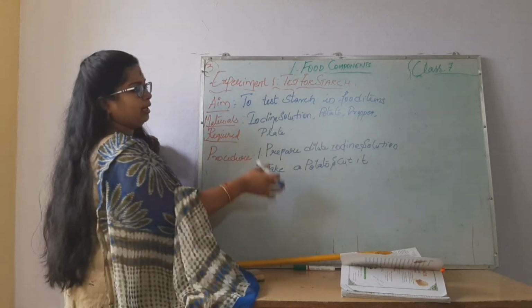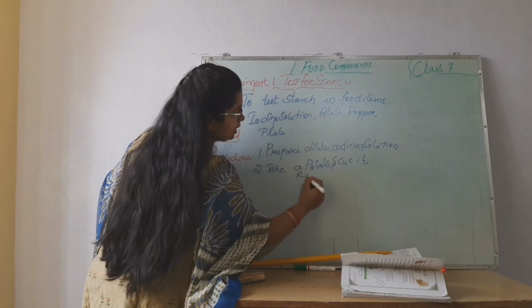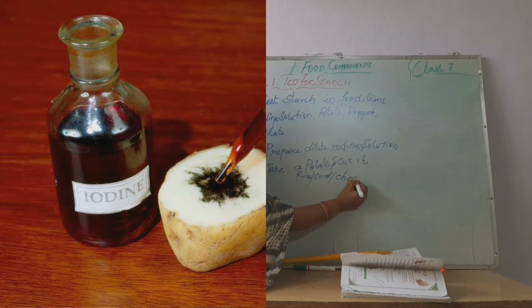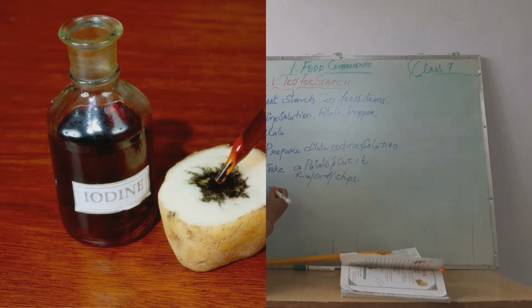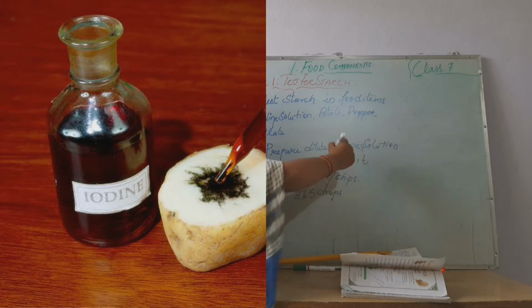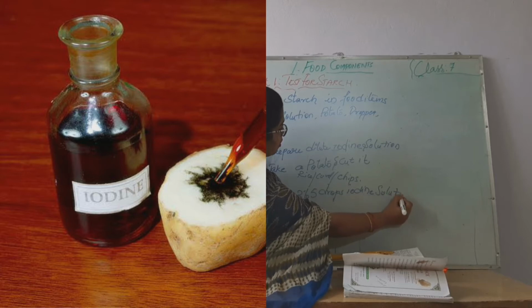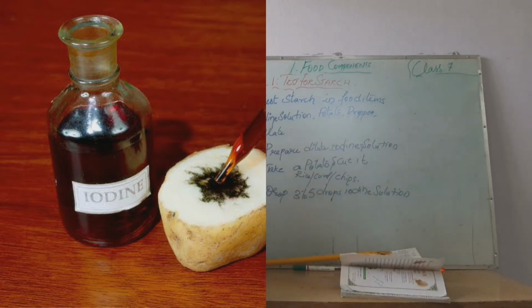Or you can take rice, or curd, or chips, anything you want to check. And third, drop 3 to 5 drops of iodine solution. Dilute iodine solution, don't forget, on the potato. Then what happens? That's all.